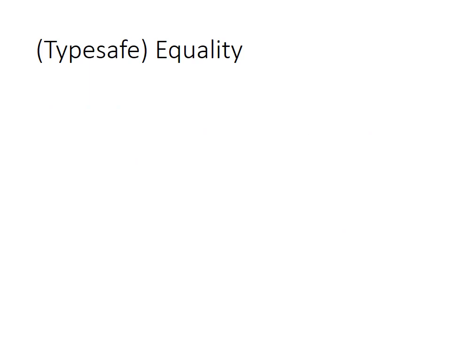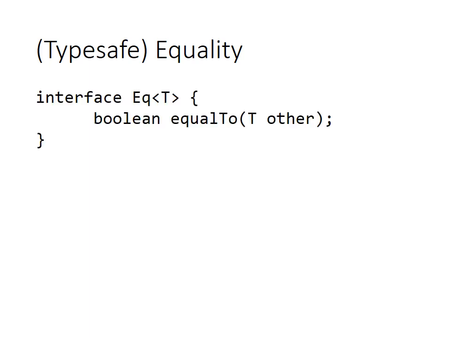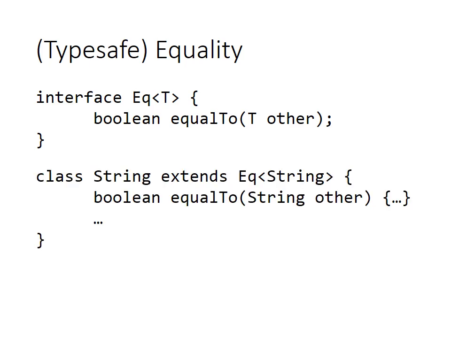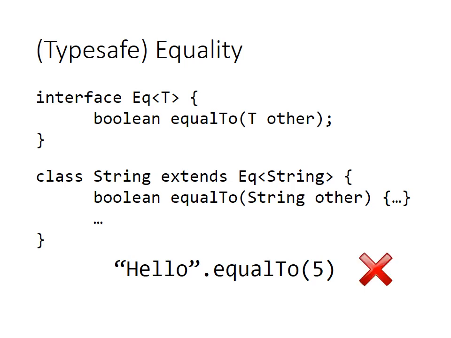Now, since the introduction of generics to Java, there is a type-safe way to implement equality. How you would do this is you would define an interface EQ with a type parameter T, specifying which type you want to have equality on. And then you could define your class String to be equatable with other strings. Now, if you want to compare the string hello with the number 5, the type checker will reject this, because 5 is not a valid string.